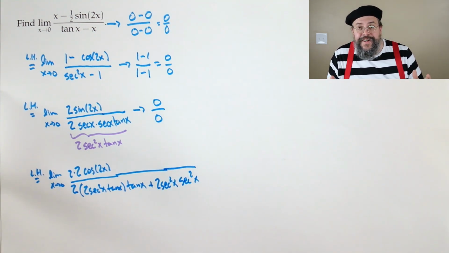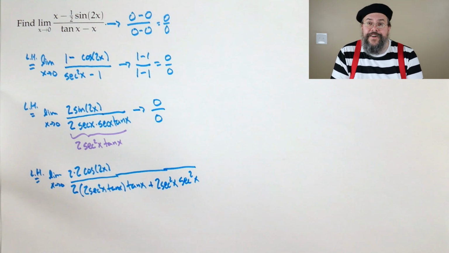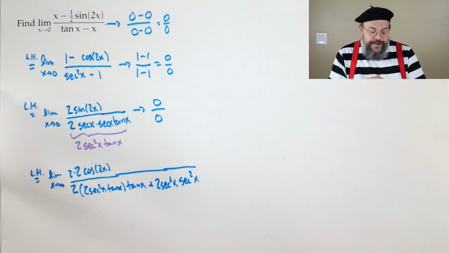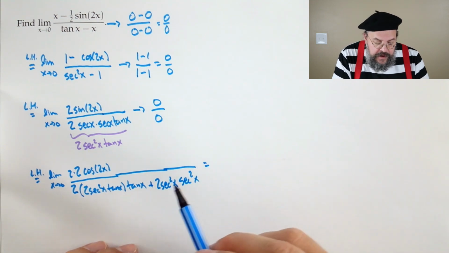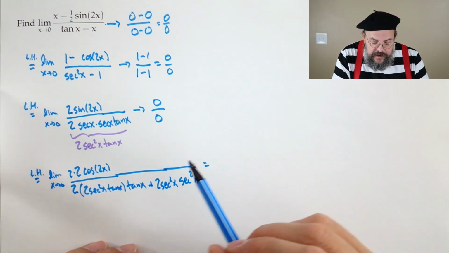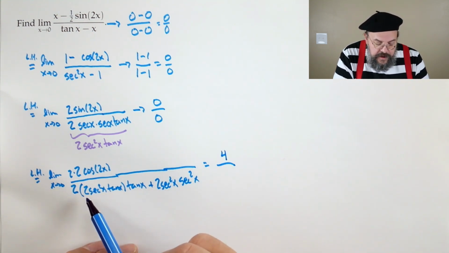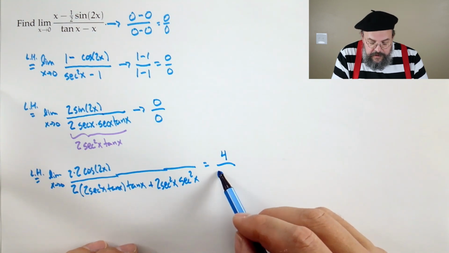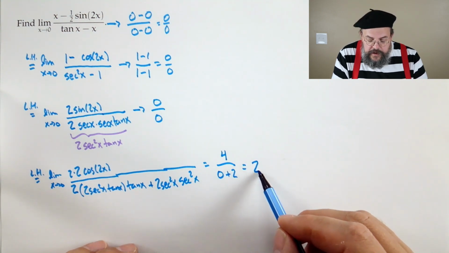Now, what does this do? The good news is we can see the numerator is not going to 0 because cosine of 0 is 1. So whatever happens, it's going to happen right now. So what does happen right now? Well, we get 2 times cosine of 0. Well, cosine of 0 is 1, 4. Downstairs, 2 times secant of 0 is 1, and tangent of 0 is 0. So 2 times 1 times 0 times 0. So the first term is 0, plus 2 times 1 times 1. So 2, 4 halves, or 2.